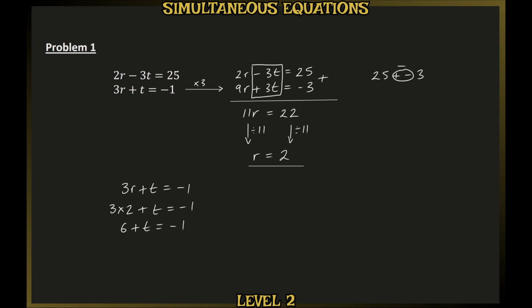To find the value of t, we now need to remove the positive 6 from the left, and we can do this by using its inverse, which is minus 6, and do exactly the same on the right. And on the left, the plus 6 and the minus 6 cancel out to leave us with t, and on the right, minus 1 minus 6 is minus 7. So t is equal to minus 7. And this means that our final answer to problem 1 is r is equal to 2, t is equal to minus 7.